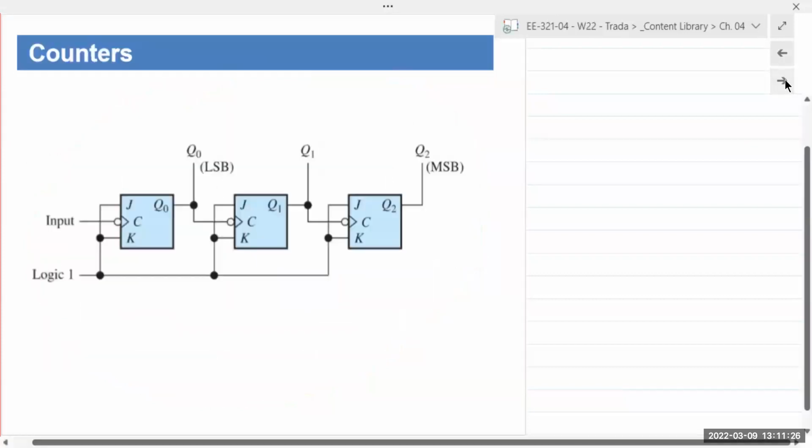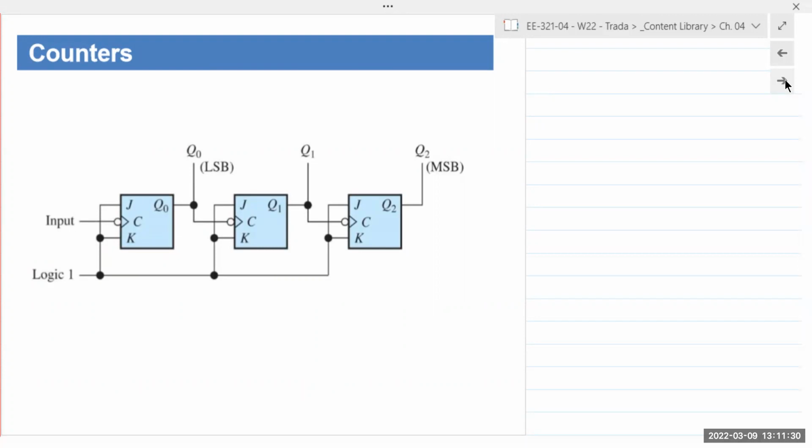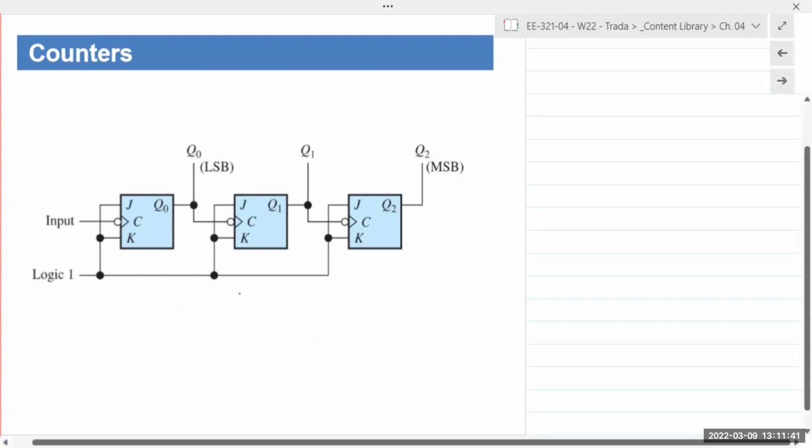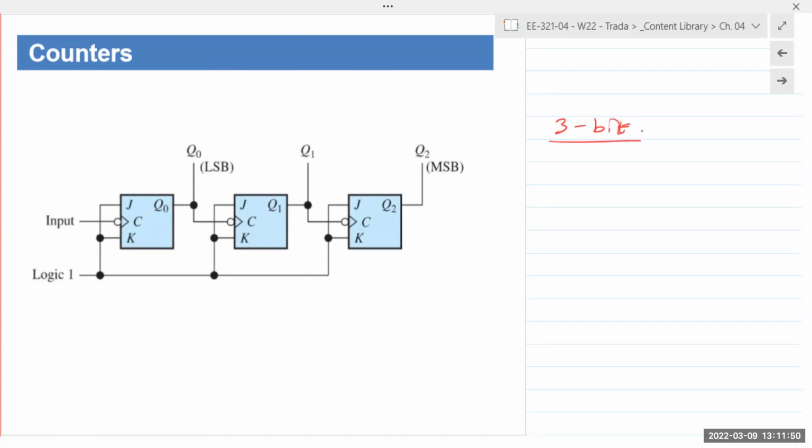Counters, as the name suggests, are used for counting. It seems like a very simple operation, but it's actually very important in the implementation of logic circuits. So the diagram here shows you a 3-bit counter, and it's comprised of JK flip-flops.